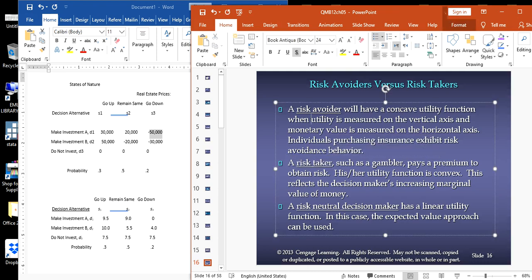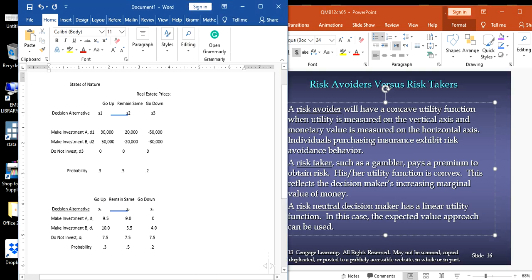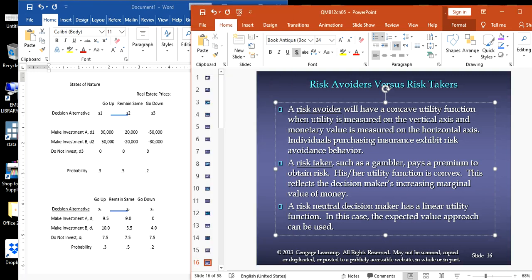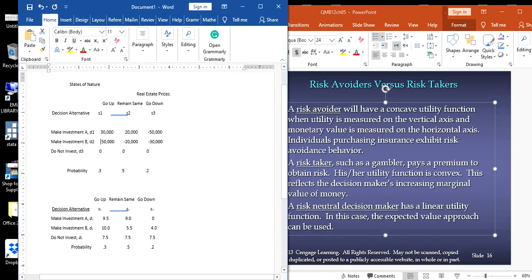And also we have risk avoiders, so they don't take risk. If we have here this investment with a potential loss of 50,000, 30,000, 20,000, a risk avoider may go for not to invest, decision 3. But risk takers, when they see this big number over here, they don't care too much about the risk of loss, and they go for decision number 2.